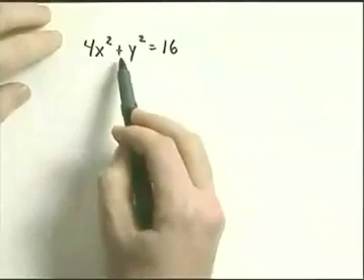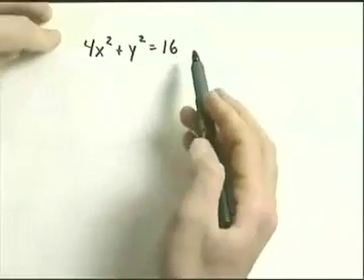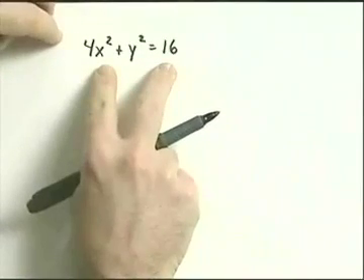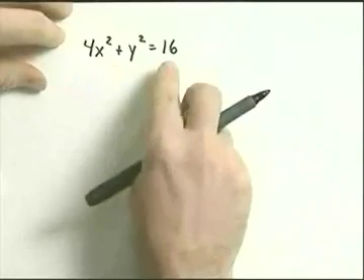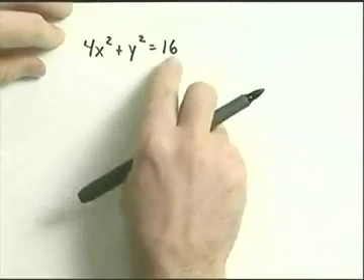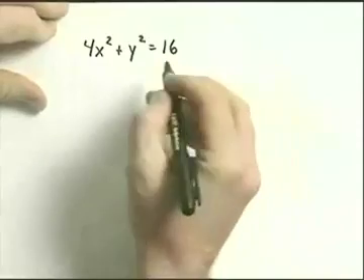We're now going to look at the graph of another ellipse. We have the equation 4x squared plus y squared equals 16. What we want to do first is put this equation in the standard form of an ellipse. We do that by dividing both sides of the equation by 16.